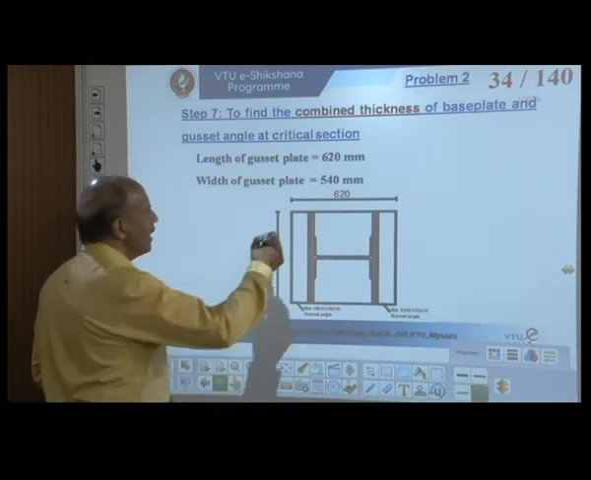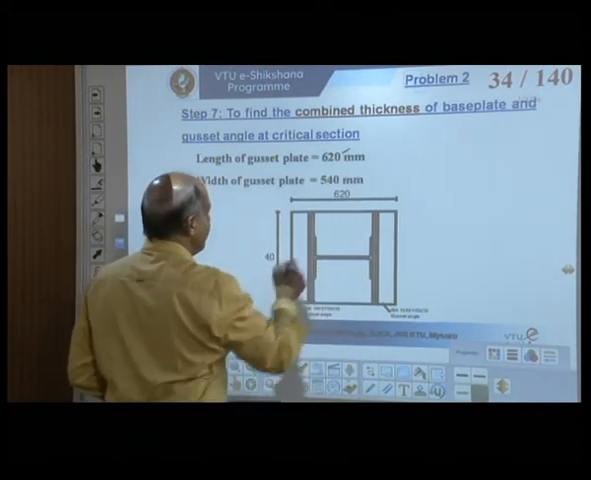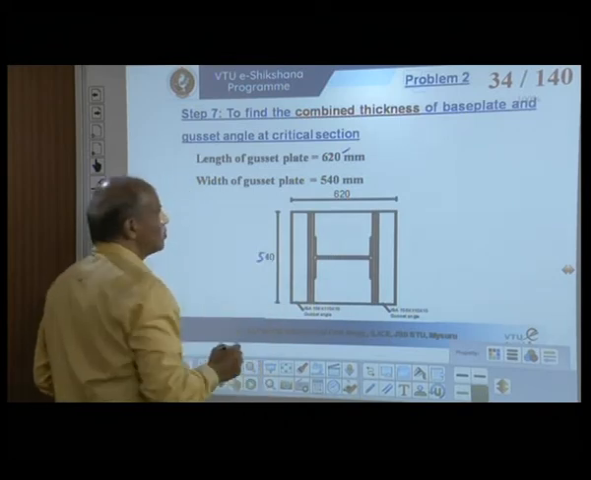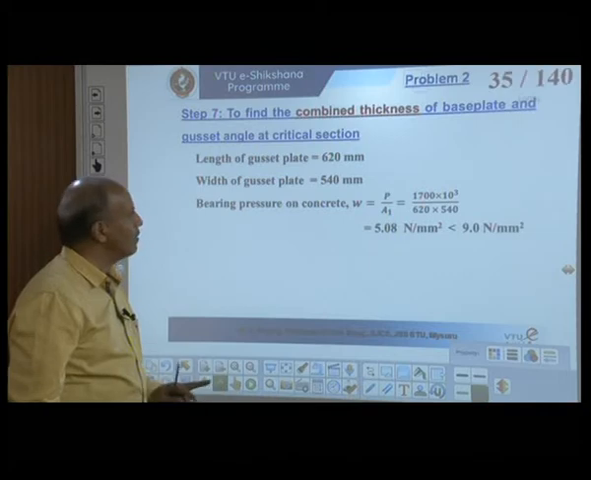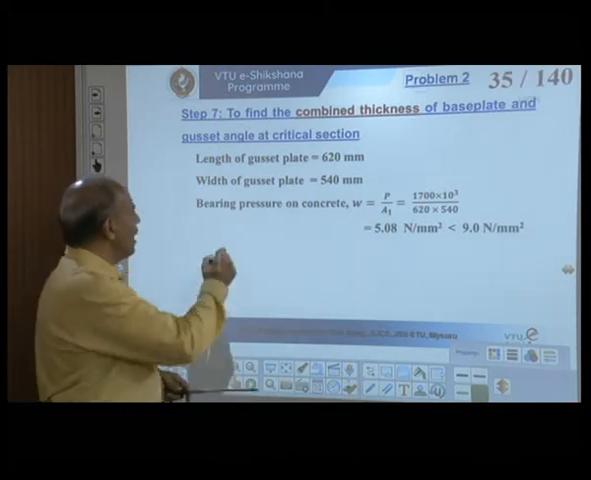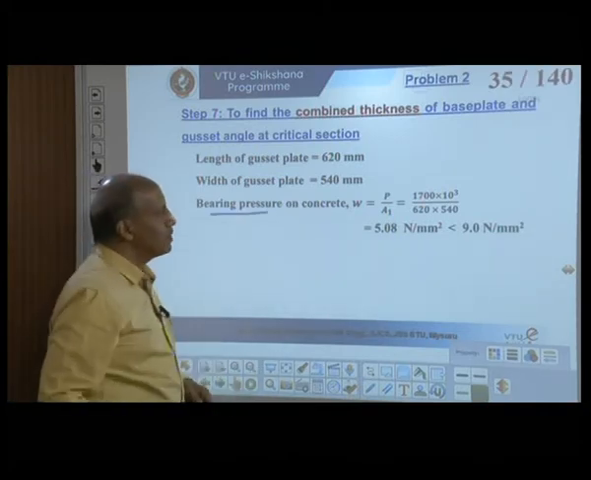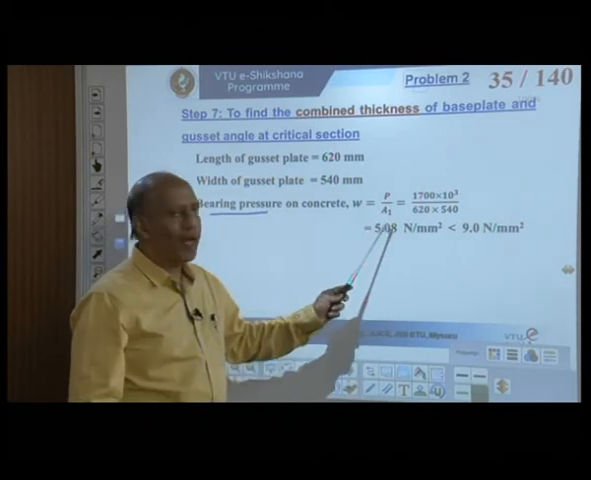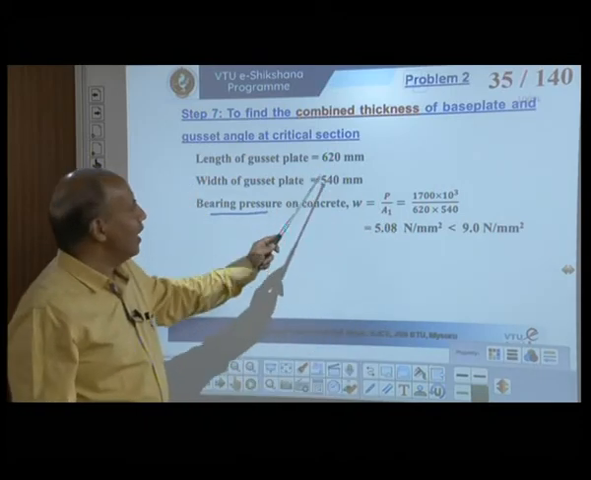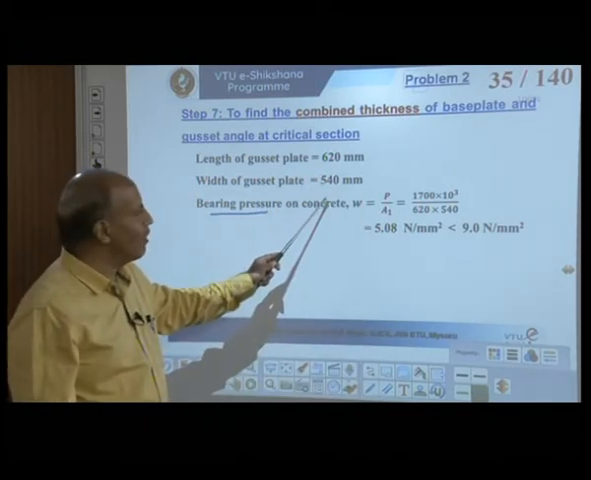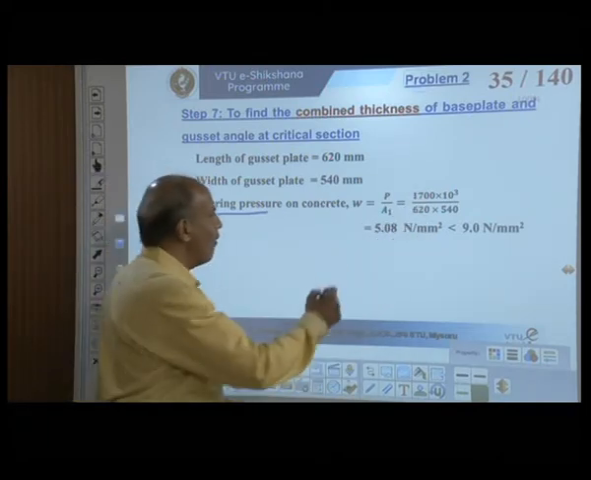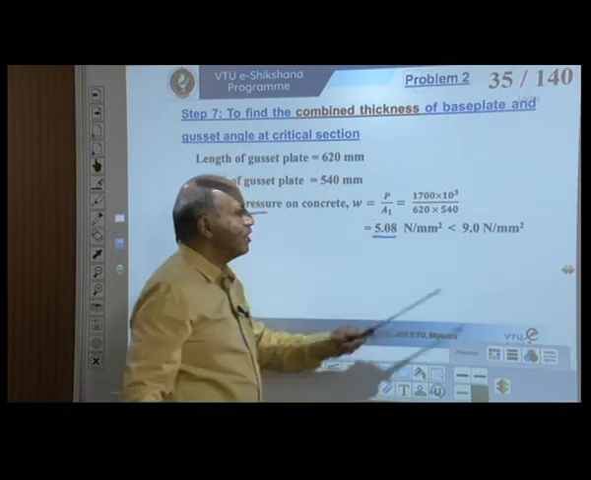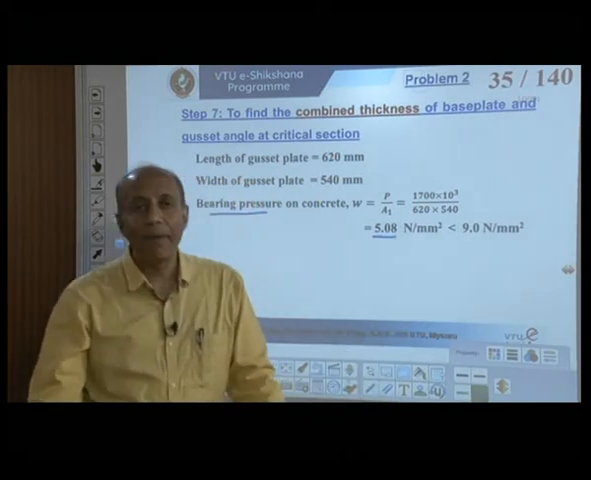Right now we know that this is 620 and this is 540. So, that is the base plate that we are trying to have here, and then we are trying to calculate the bearing pressure, and bearing pressure is calculated as what? Total load by area. So, that is length into width of the plate we have calculated. So, total load by area has given you a value of 5.08, definitely less than 9 megapascals.